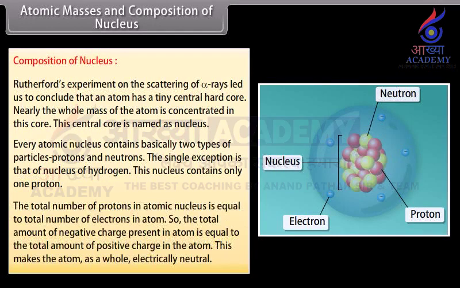The total number of protons in the atomic nucleus is equal to the total number of electrons in the atom. So, the total amount of negative charge present in the atom is equal to the total amount of positive charge in the atom. This makes the atom, as a whole, electrically neutral.